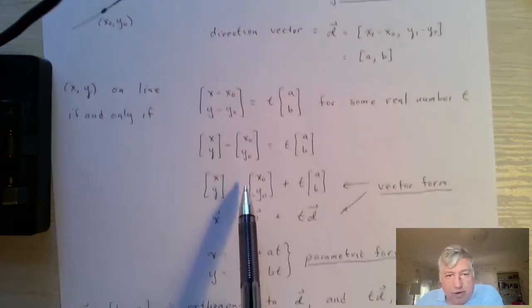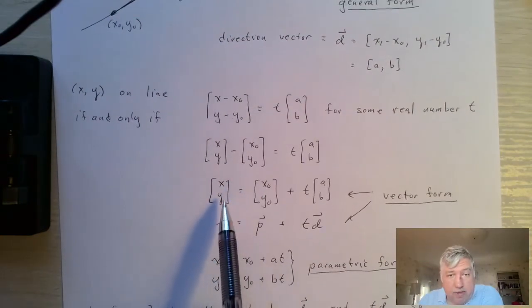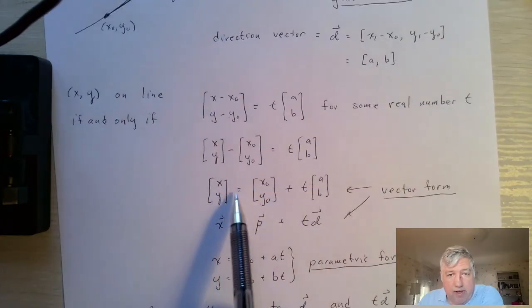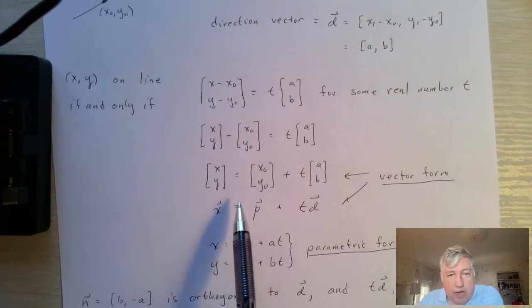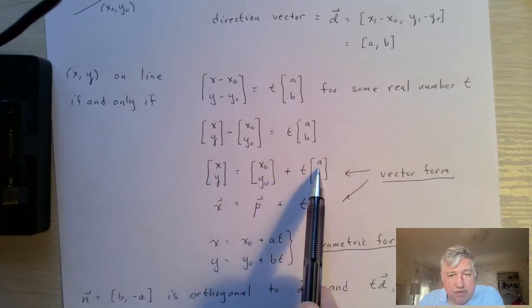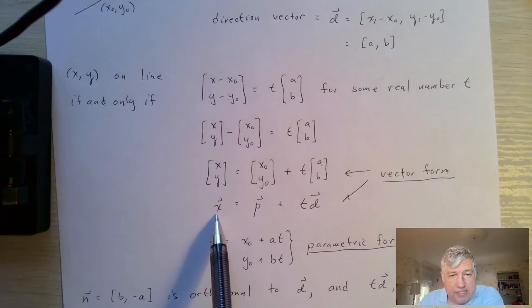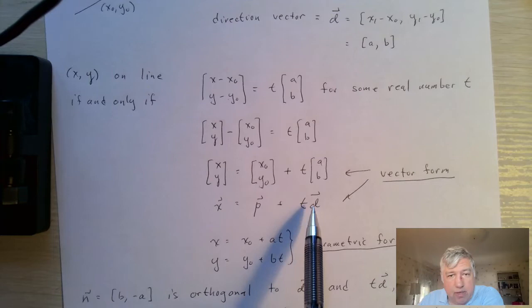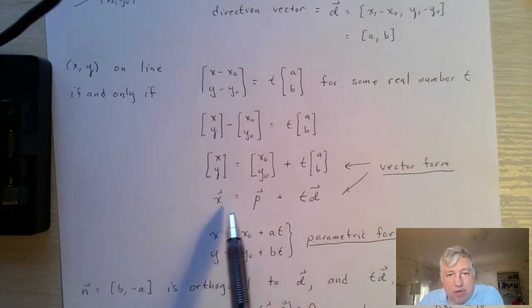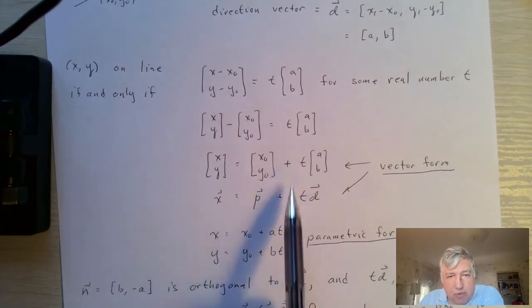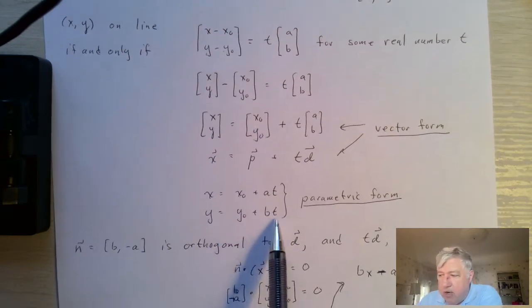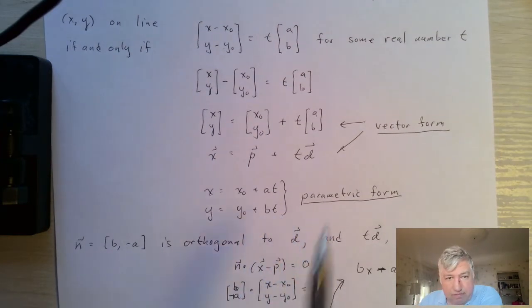And once again, we can break this up and put everything on one side except for the xy, and we have a vector equation. If we give this vector and this vector and this vector a name, this vector is x hat, this vector is p hat, p for point, and then we already know that this was d. We can write this using bold-faced vector symbols. So both of these are examples of a vector form of a line in R2. And by equating, just writing down the corresponding components, we get the parametric form.